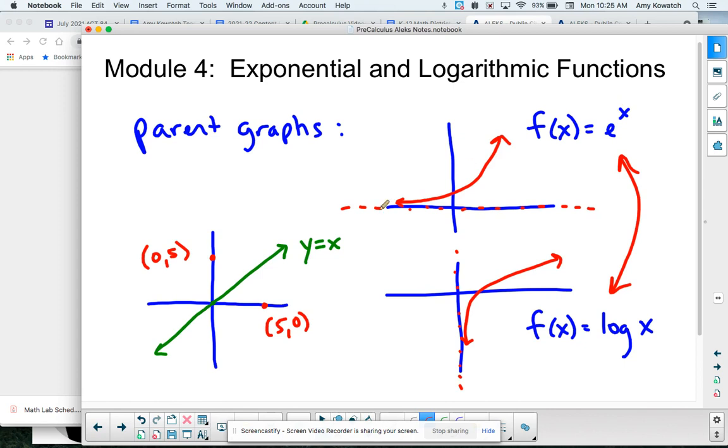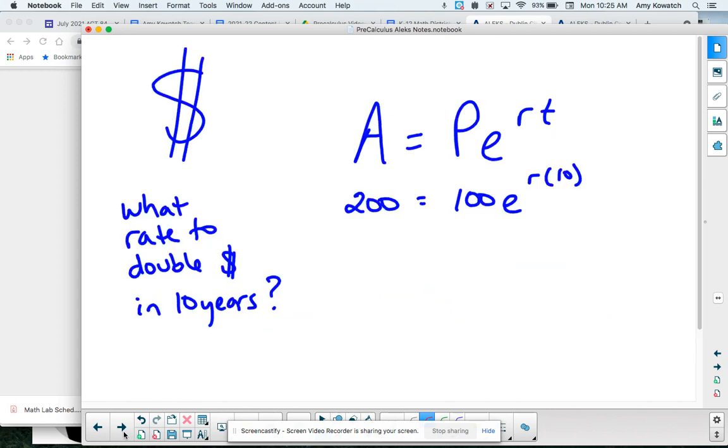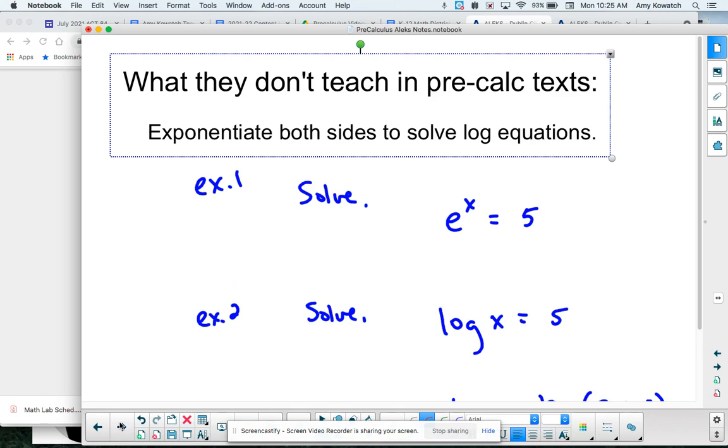Exponentials are very important, especially with money. I think that's a pretty exciting thing to talk about. Like, for example, if you wanted to double your money. And in calculus, the calculus book will actually show you something called exponentiating both sides. That is not in our Miller text, and it's not in pre-calc. That's okay. So I want to show you those examples here at the end.